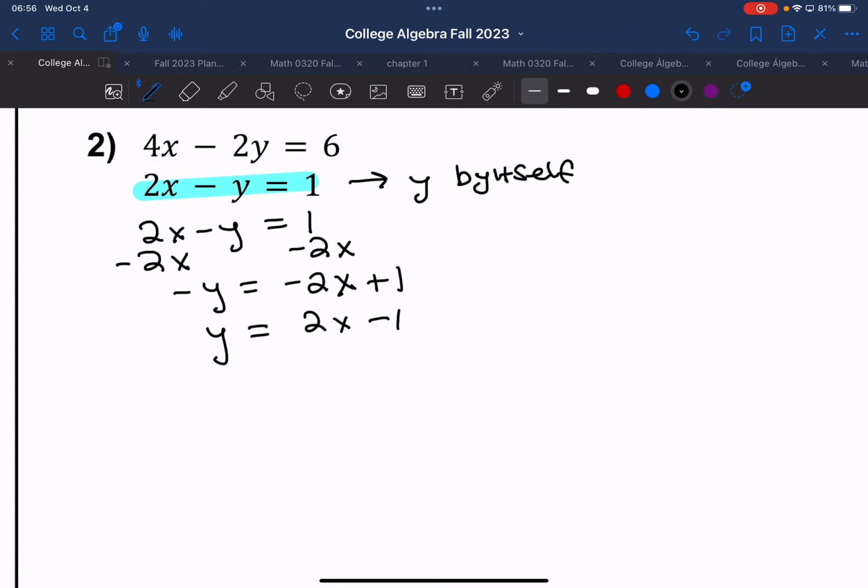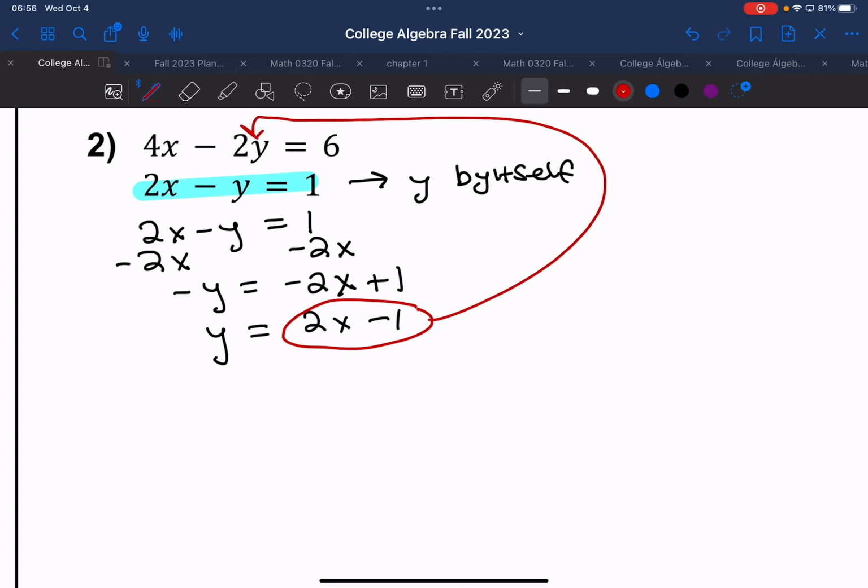Okay. This 2x minus 1 is where I'm going to be plugging into which equation, top or bottom? Top, because I already used the bottom one to get the variable by itself, so I have to plug it into the top one. So I am plugging it into this y value here. So that means I have 4x minus 2 times 2x minus 1, because that's our y value, equals 6.